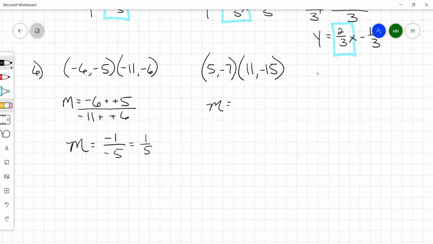Then the slope of your second line is going to be -15 minus -7 and 11 minus 5. So in the numerator, we're going to keep change.